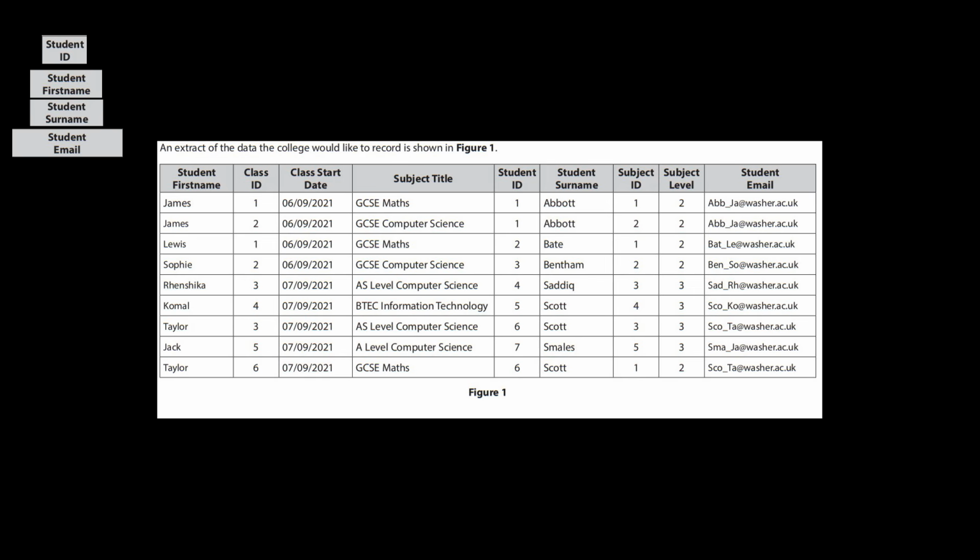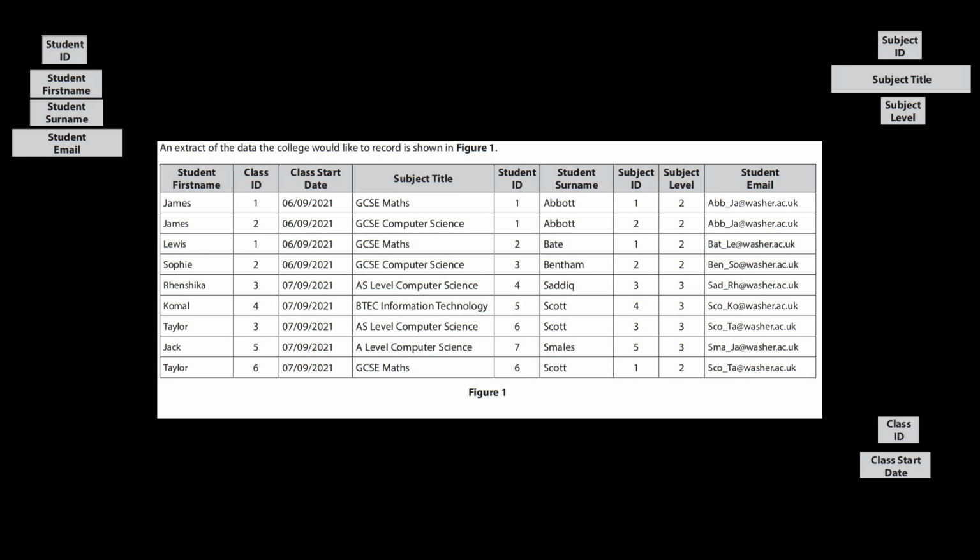We can see here we've got subject, so let's move subject ID, the subject title, and the subject level. That's clearly another table. Then we move on to the class, and we can see that we have class ID and the class start date. We've now taken our 9 fields out of our flat file database and normalized them into individual tables. We can see we have a table for student, subject, and class.